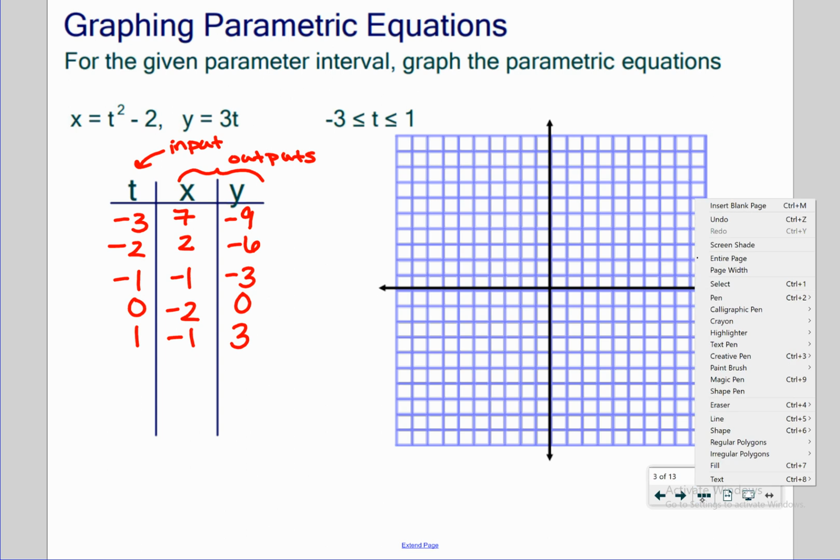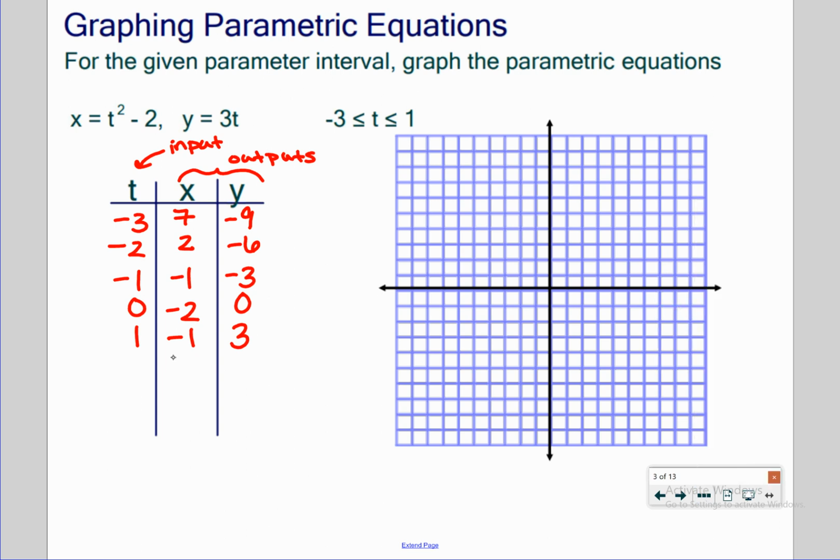Okay. Then, to graph, we're just going to graph our normal old xy's like we're used to. Okay, so t doesn't actually show up on the graph itself. It's just the values that we use to create these x and y's. All right, so 7, -9, you can just make a rough sketch on your paper. 2, -6, -1, -3, -2, 0, and -1, 3. Okay. And then that is the graph of our parametric equation.